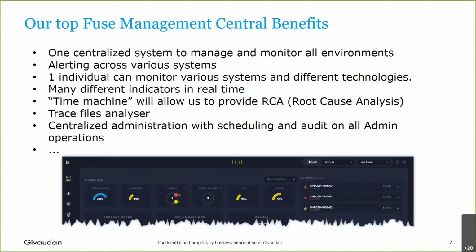Trace file analyzer also. You know how it is. You open the trace file, you have to figure out which thread logs are related to this trace file, check the ID inside the trace file, try to figure out the cause there. You have a nice tool to rapidly figure out what caused the problem.